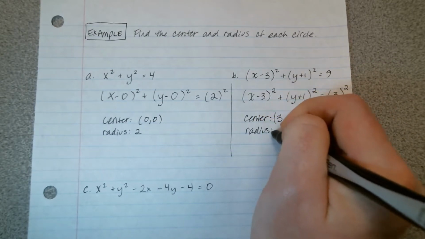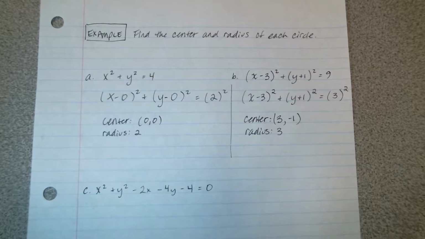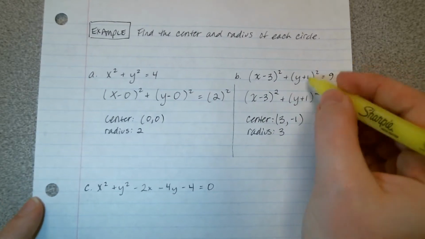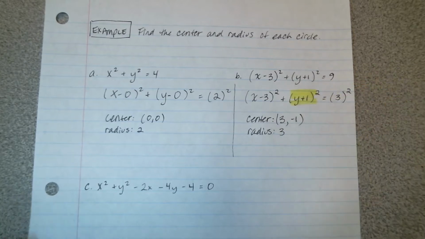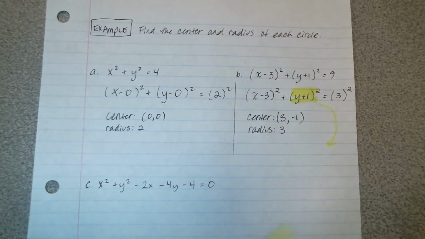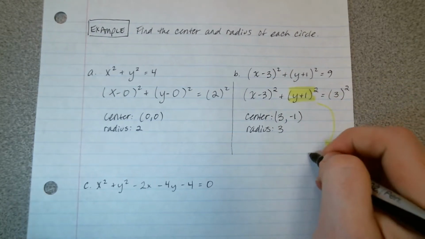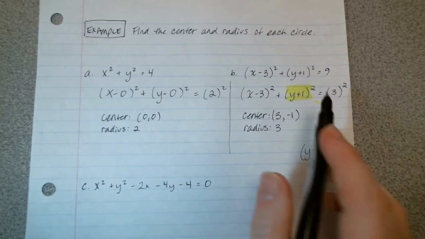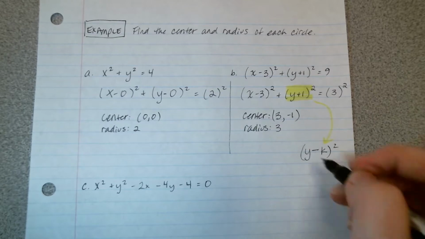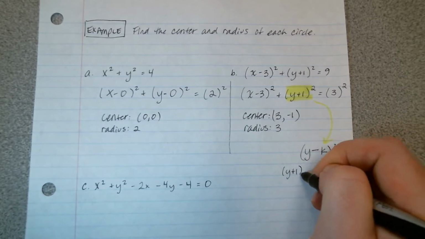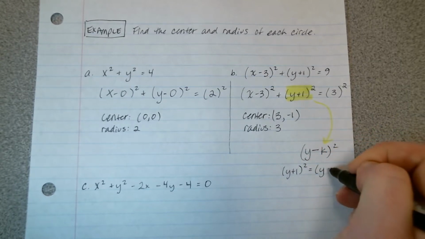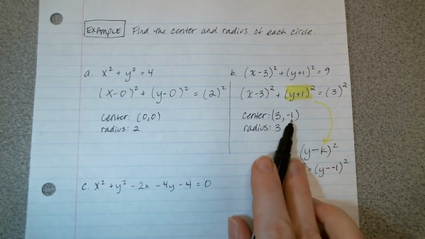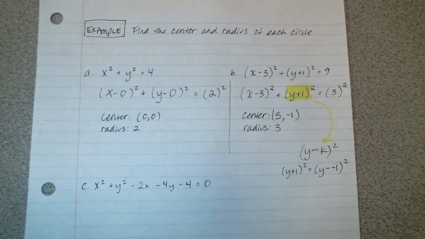radius is 3. Remember, if I take this section right here, in standard form, it's always y minus the y coordinate squared. Here we have y plus 1, and y plus 1 is really the same as y minus a -1, hence the y coordinate of the center being negative.